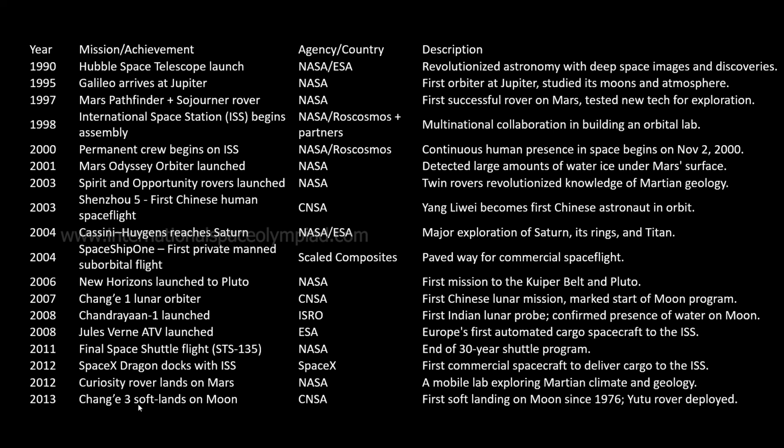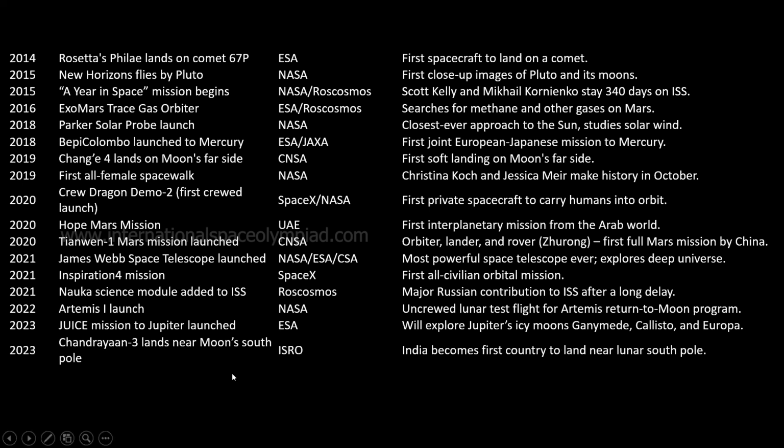Okay, then Chang'e 3 soft lands on the Moon. That's China's soft landing. Now, again in 2014, Rosetta's Philae lands on Comet 67P, and in 2015 New Horizons flies by Pluto. I don't know whether you remember 2015. Probably not, anyway. There was a picture of Pluto with a heart shape. There were some land features that looked like a heart. That picture was famous at that time.